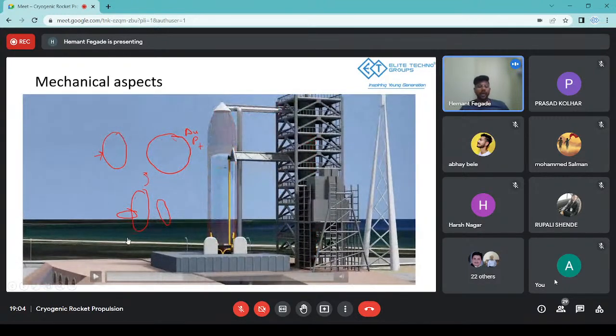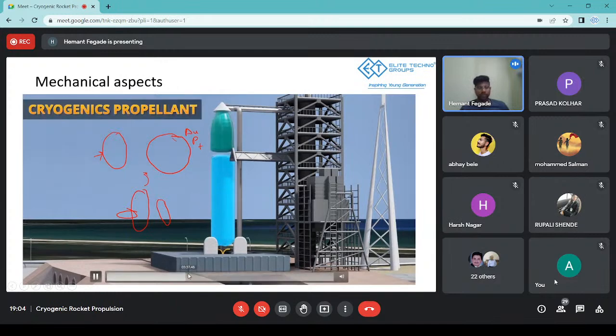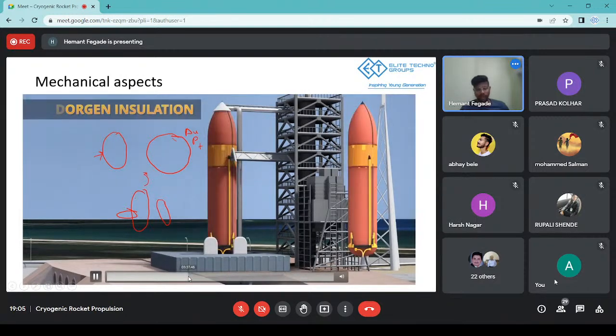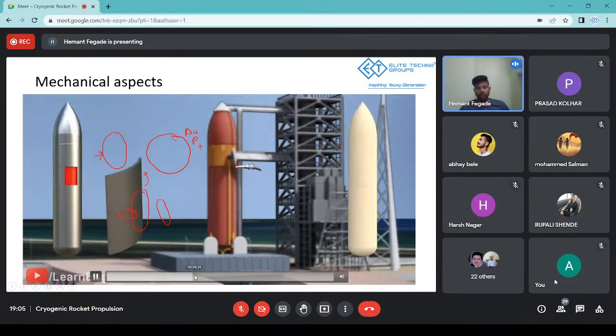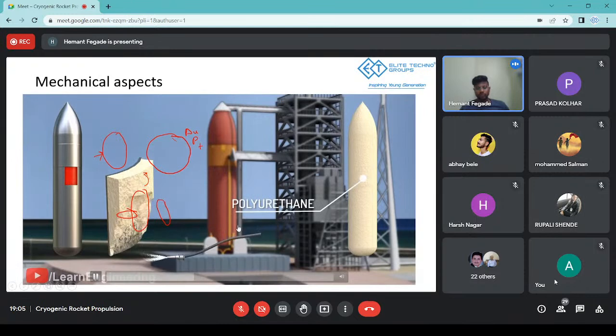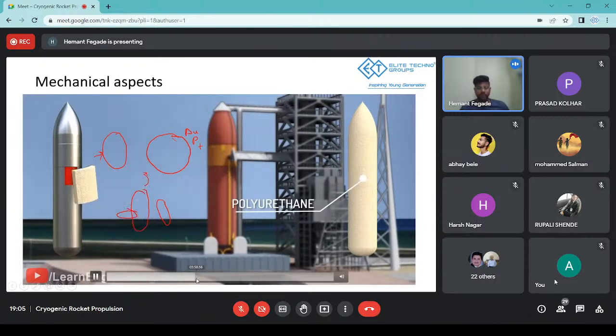Before you launch this vehicle into the air, just before that, you fill up these tanks. It's stored over there, and you fill up the tank once you are ready to launch, or once you're preparing for the launch. Now, you need an intense amount of insulation. For that you will use polyurethane, with a thick layer printed over the outer layer of the tank, so that it can be protected from the atmospheric heat.